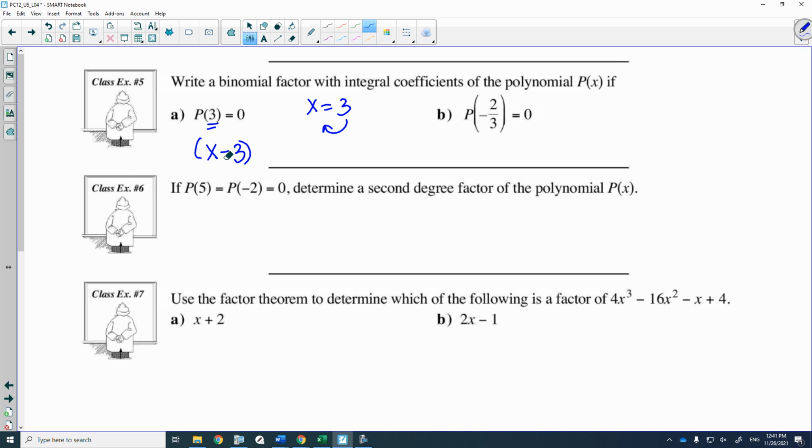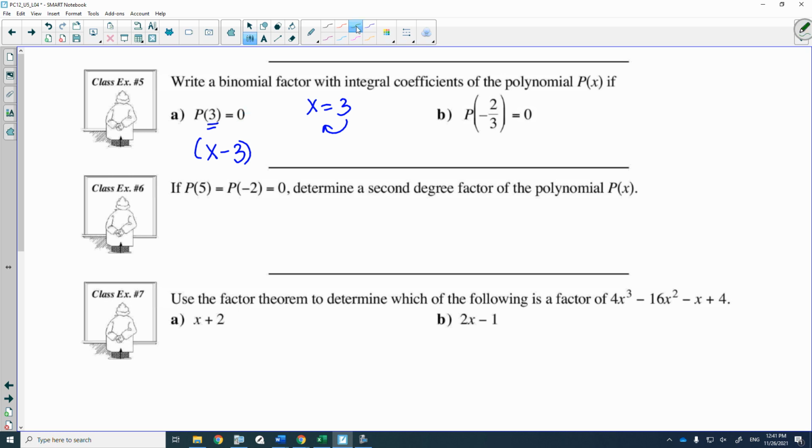Because if this is the divisor and I said, what's the root of this divisor? You would say it's 3. So when the divisor is x minus 3, that is going to be a factor of whatever the polynomial was because the remainder was 0.